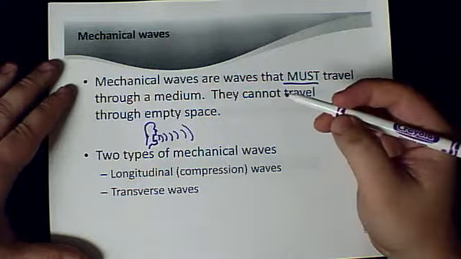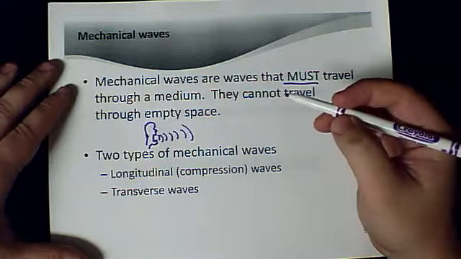Right? There are two types of mechanical waves, as you see here. Longitudinal. In the old-fashioned things, you'll hear them called compression waves. That's what they were called most of the time, because that's what they are, and you'll see why in a little bit. And transverse waves. So these are the two types of waves, longitudinal and transverse.